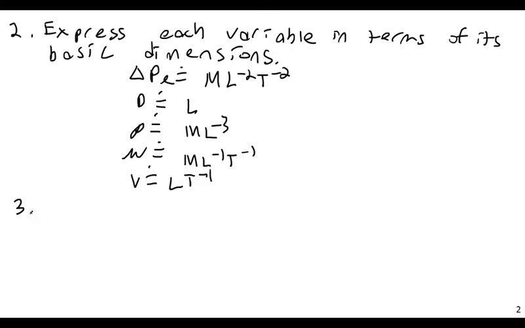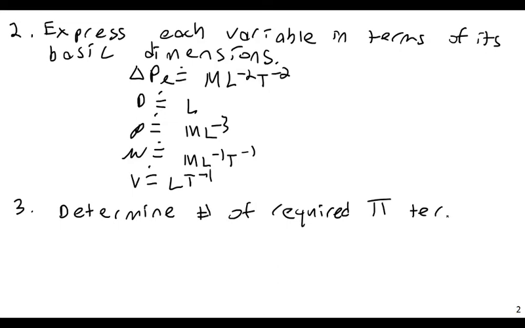The third step, the proper third step, will be to determine the number of required pi terms. And again here, I'm going to say k minus r is equal to 5 minus 3 is equal to 2. All right, so I know here that I'm going to need 2 pi terms in this case.